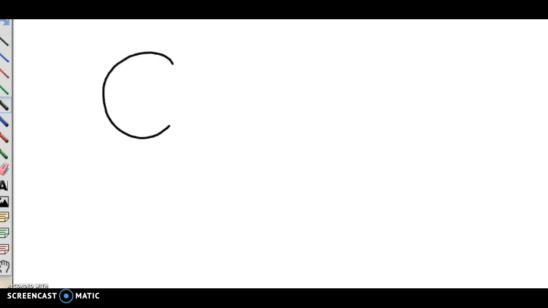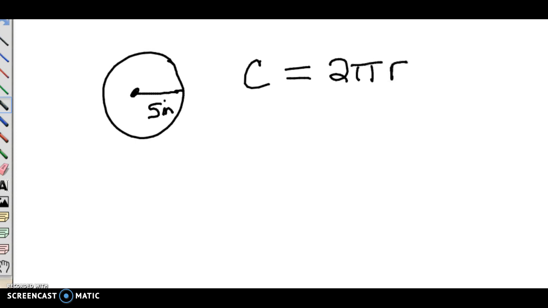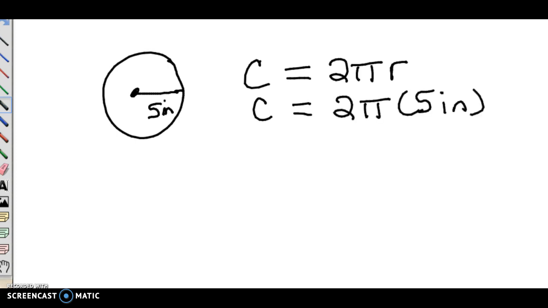Again, we have the circle with the radius of 5 inches. The circumference of a circle is expressed by the formula 2 pi times the radius. So to find the circumference of this specific circle, we would multiply 2 pi times 5 inches.